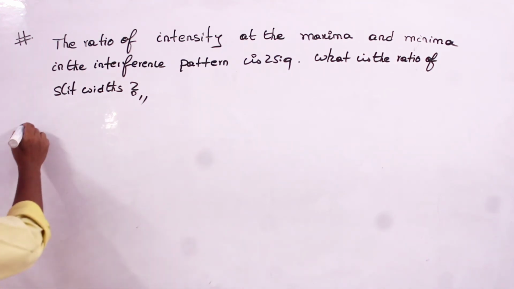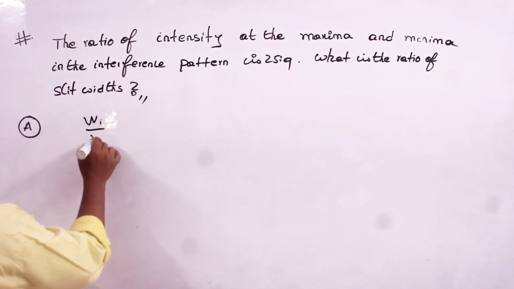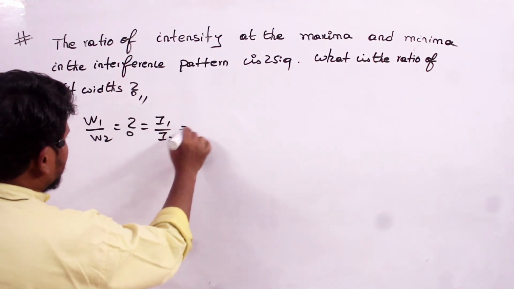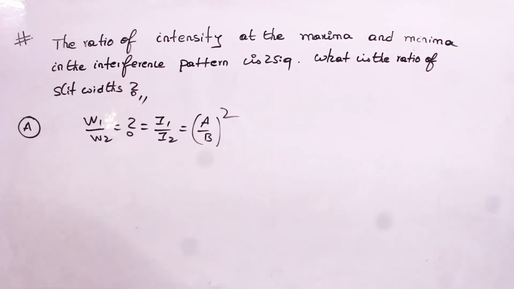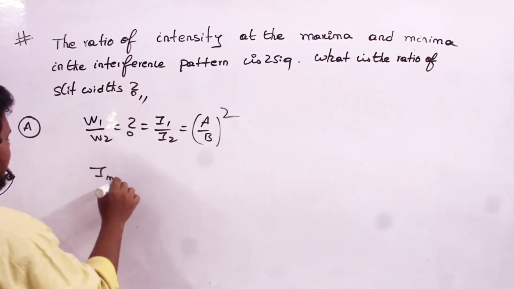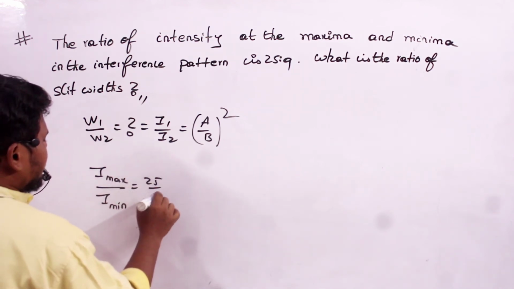So the ratio of intensities at maxima and minima in the interference pattern is 25:9. Then what is the ratio of slit widths? Okay? So W1 by W2, this is what he is asking. This is equal to I1 by I2, which is equal to (A by B) whole square also. This we don't know. Now what he is giving is I max divided by I min, which is equal to 25 by 9.